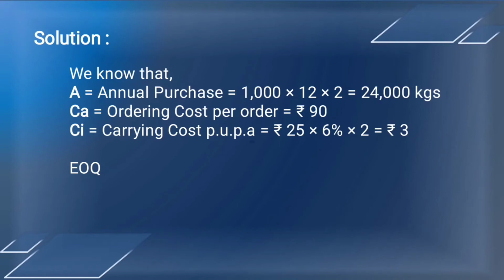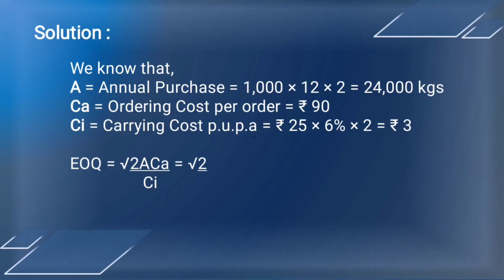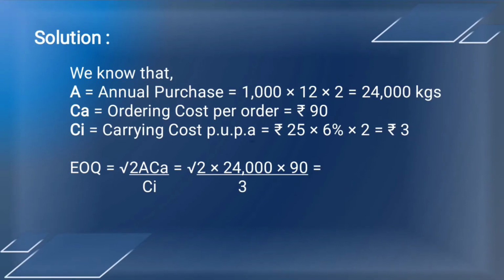So economic order quantity is equal to under root 2A CA upon CI, which will be equal to under root 2 into A, which is 24,000 kgs, into CA, which is 90, divided by CI, which is Rs 3, which will be equal to 1200 kg. So economic order quantity is 1200 kgs.